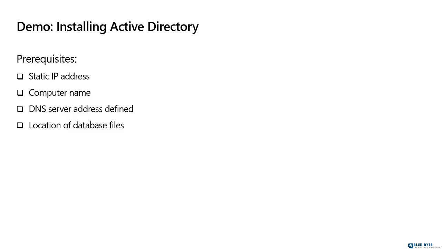As we get ready to install Active Directory, there are a few prerequisites we want to make sure that we have defined before we actually start the install. The first, domain controllers require static IP addresses. So you have to have a static IP address on the machine. If not, you will get error messages during the install.